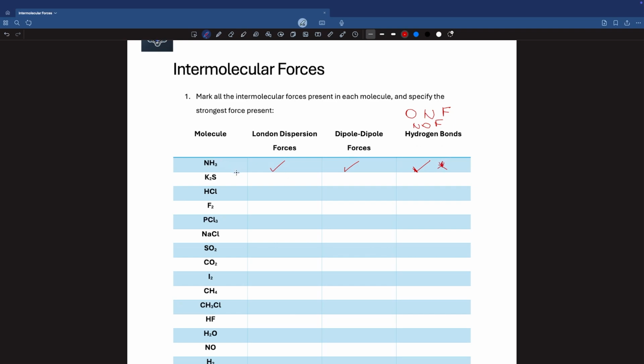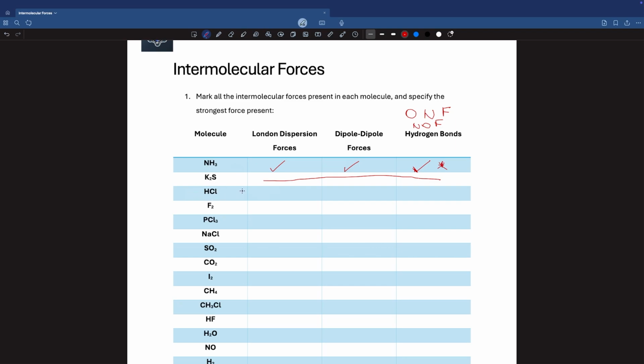The next problem, K2S. Notice, very slowly, if you're trying to draw a Lewis structure and you're having trouble doing it, there's a reason for it. K is a metal and S is a non-metal, which means this is an ionic bond. And so none of these intermolecular forces will really exist for this molecule. For ionic molecules, they have ion-ion interactions, called different things in some different courses, but they do not have any intermolecular forces.